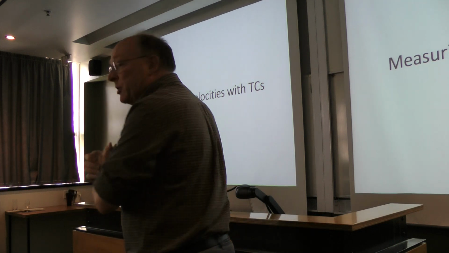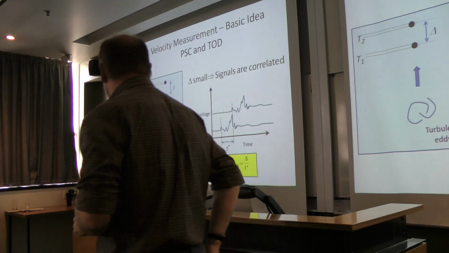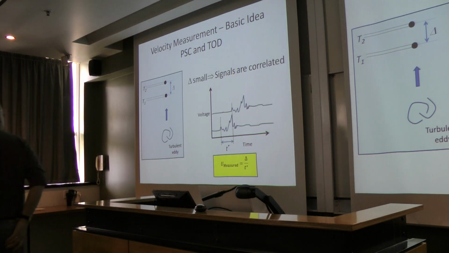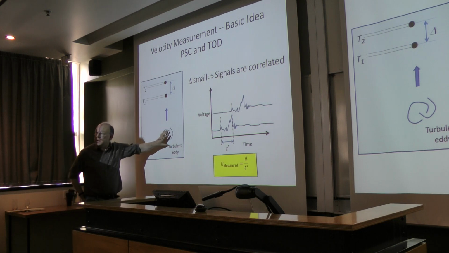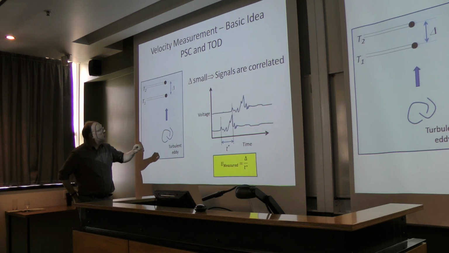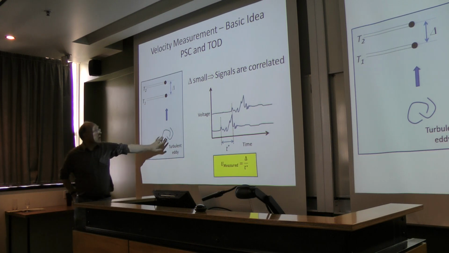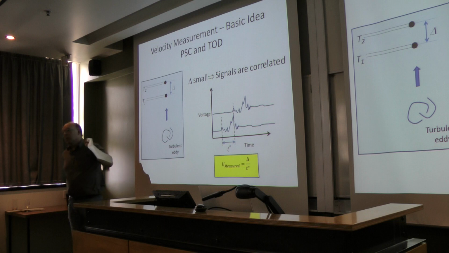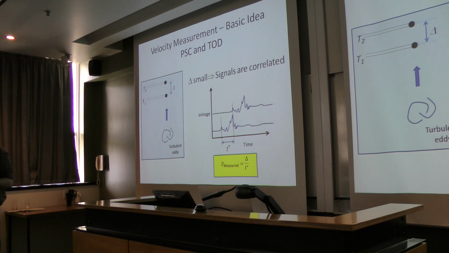Velocity is a little bit more interesting, I think. The basic idea is this. You have two thermocouples, and you have a turbulent eddy. And providing those thermocouples are close together, as the turbulent eddy passes through the thermocouples, the two temperatures that are measured should be similar in some way or other. They should be correlated.